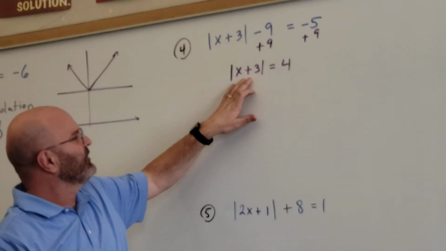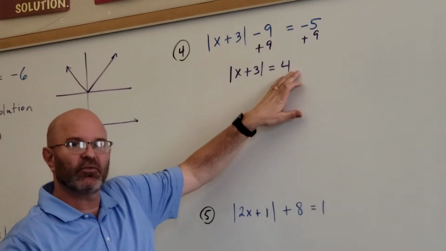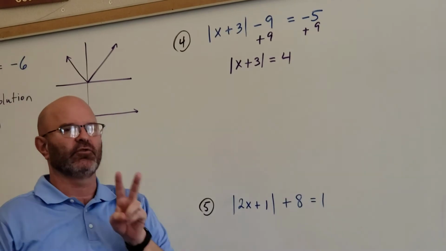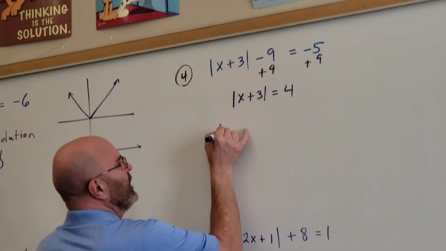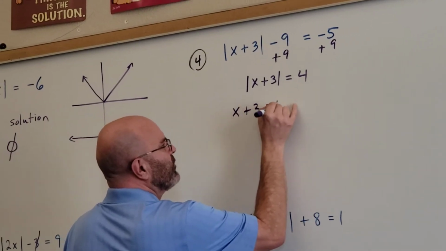Once your absolute value is by itself and you have a positive number on the right side, you must write two separate equations down. This is the most important part. If what's inside is equal to 4, we have a solution.